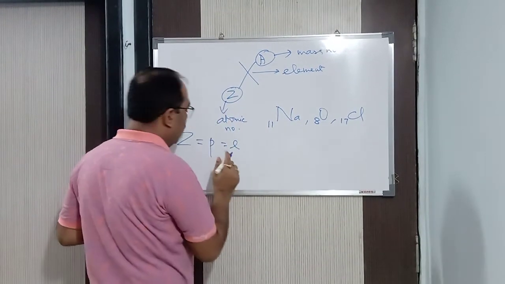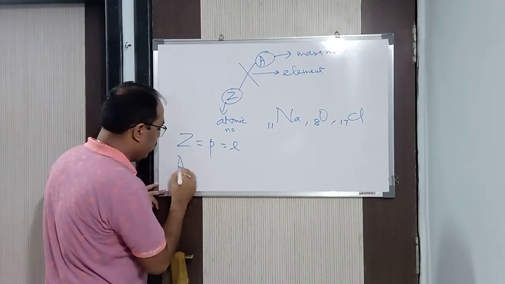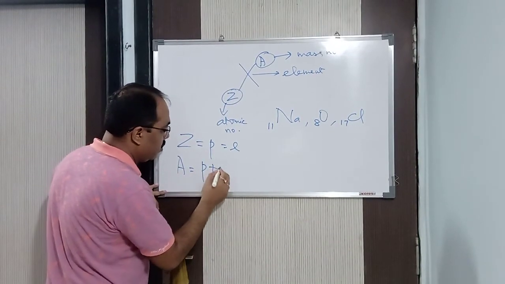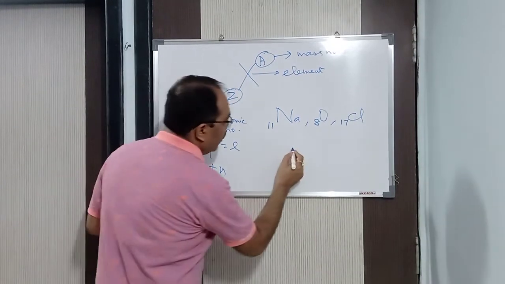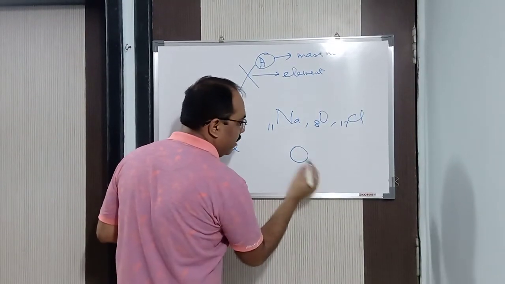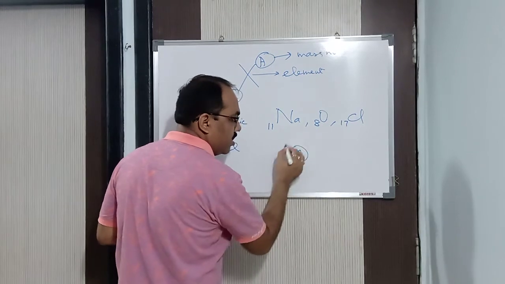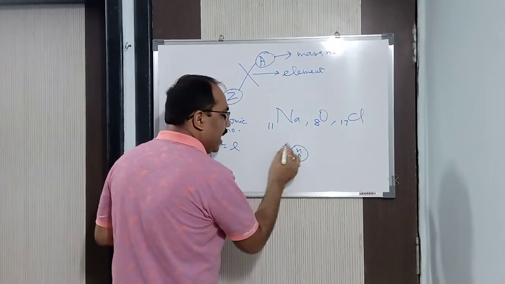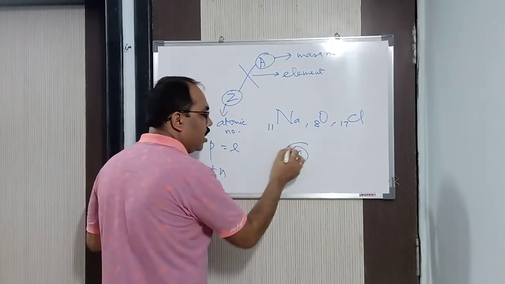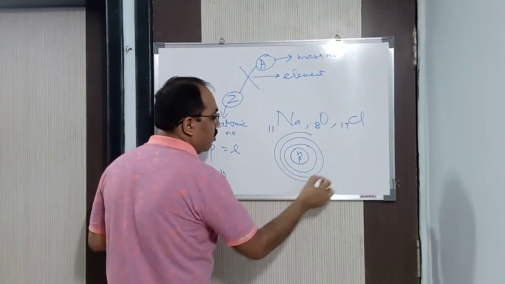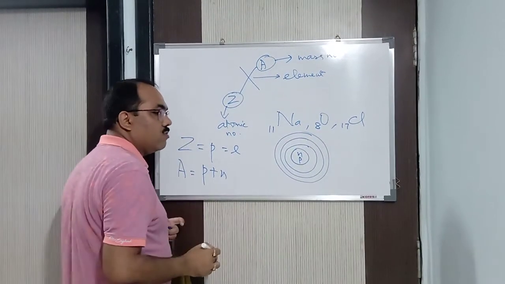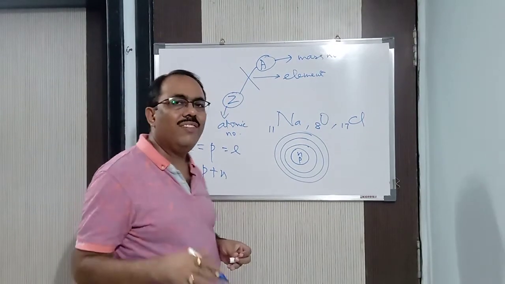Next, we will come to the mass number. Now, mass number is equal to what? Mass number is denoted by the letter A. A is equal to the number of protons plus neutrons. Basically, an atom consists of neutrons and protons, which form the nucleus. So when I talk about the mass number, I am talking about the nucleus only. I am not talking about the electrons present in the shells. Why? Because electrons have negligible mass.